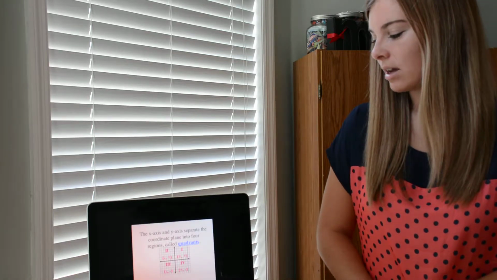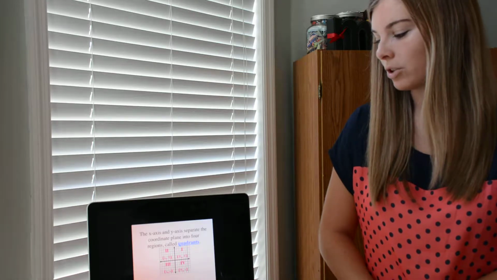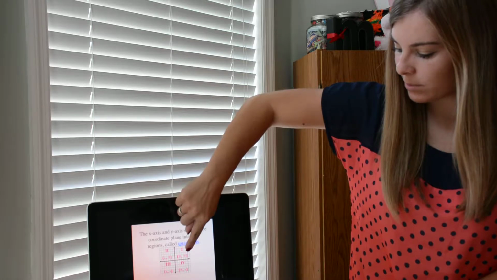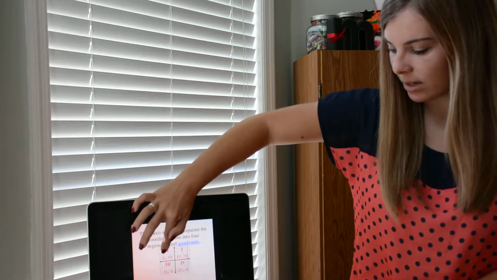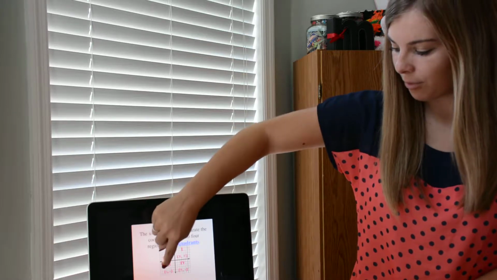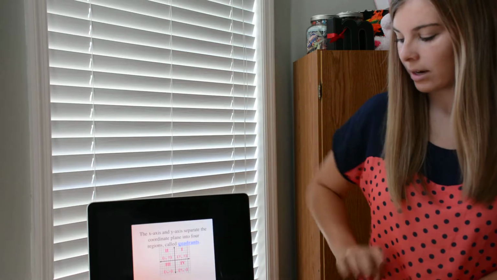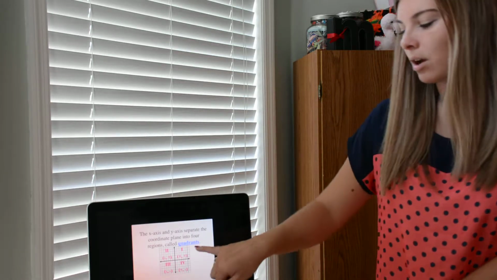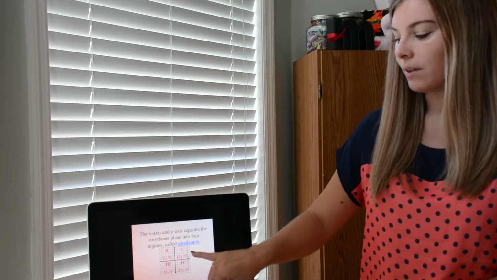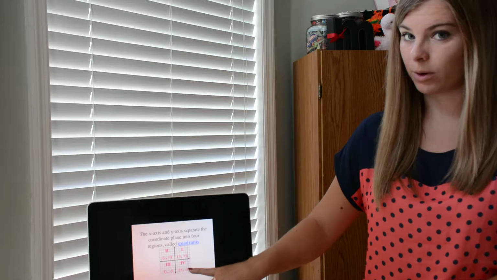The x-axis and y-axis separate the coordinate plane into 4 regions called quadrants. As you can see, quadrant 1 is made up of positive x, positive y, 2 is negative x, positive y, 3 is -x, -y, and 4 is positive x, -y. As long as you can remember that you always start up here on the top right corner, then it's going to go around counterclockwise, 1, 2, 3, 4.